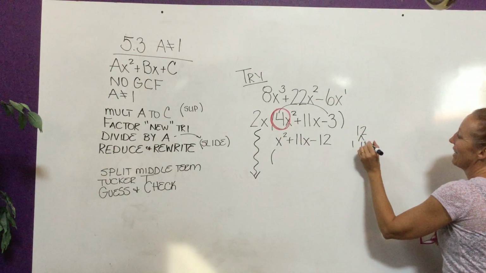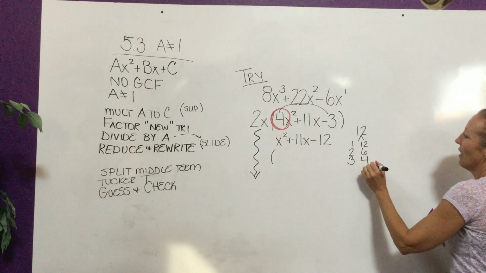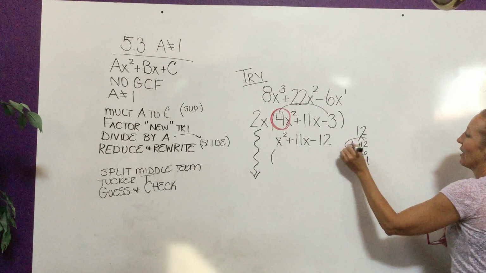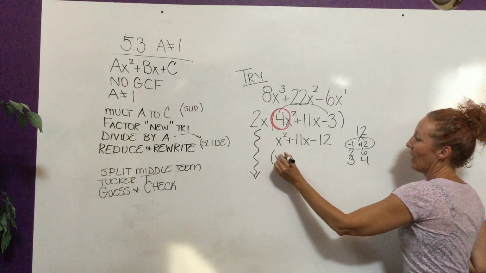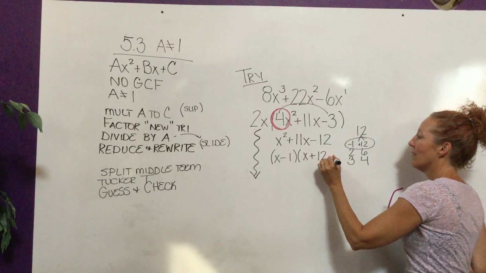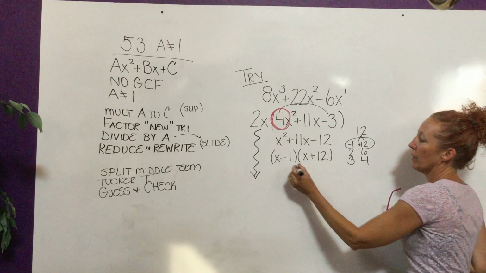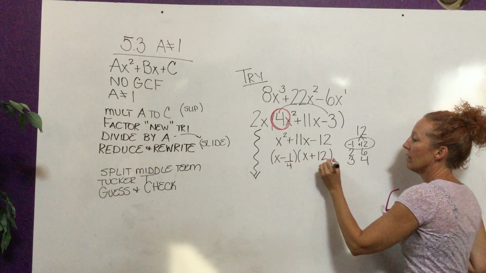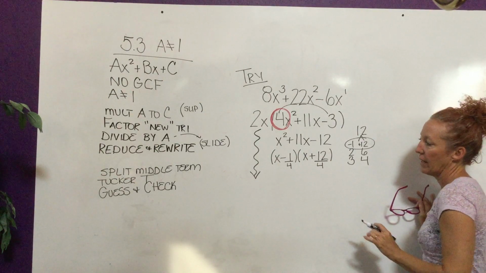That's funny. So here are my factors of 12. If I have a positive 12 and a negative 1, I come up with 11. So I'm going to have x minus 1 and x plus 12. Since I have this circled in red, that's my huge reminder that I'm going to go right here and divide by the 4 there in that step.